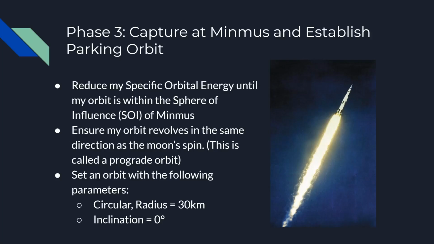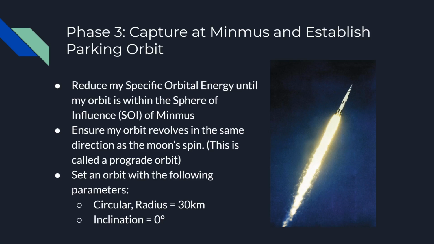All right, so now we're in phase three. We need to capture ourselves with Minmus so we don't leave, and then we also need to establish our parking orbit where the lunar module is going to wait while the lander does its landing maneuver. First thing is reducing our speed and/or our specific orbital energy. This is to ensure that our orbit is elliptical and within the sphere of influence of Minmus.